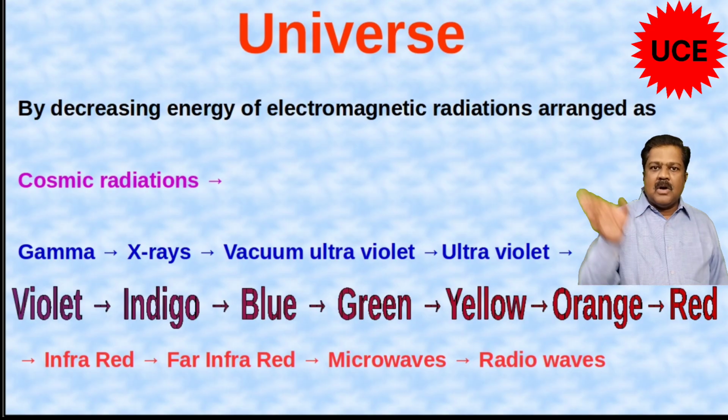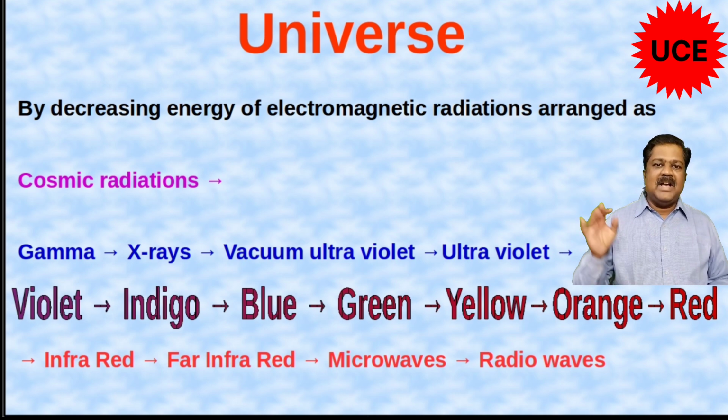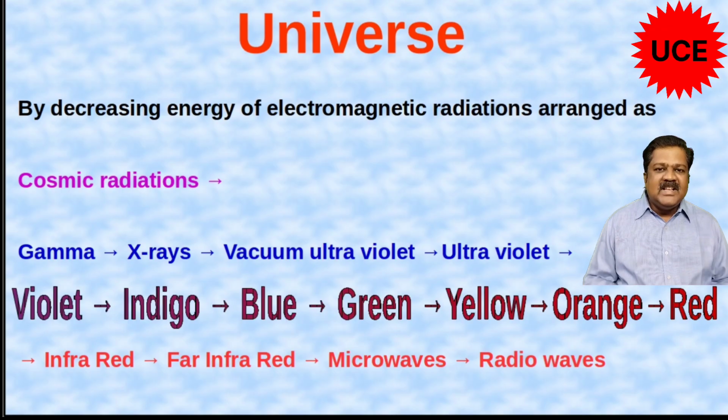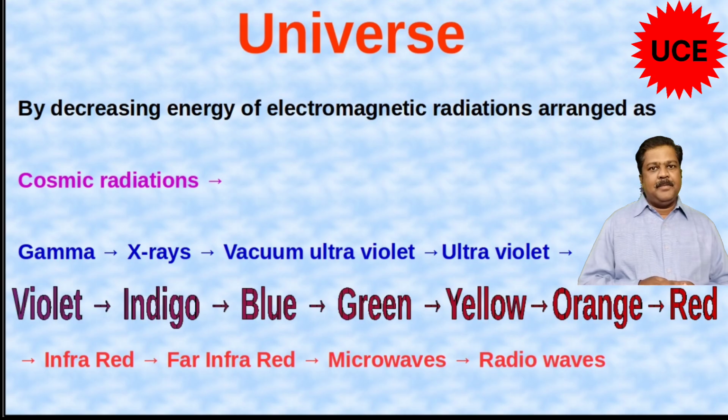Keep aside. Now violet, indigo, blue, green, yellow, orange and red. VIBGYOR. Only these radiations are observed by us. We are able to observe only these radiations. So they are called VIBGYOR, the visible range of radiations.